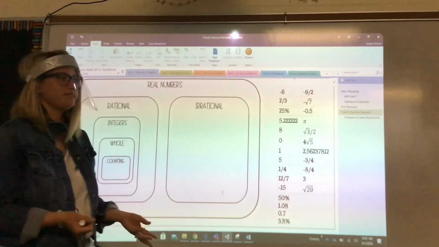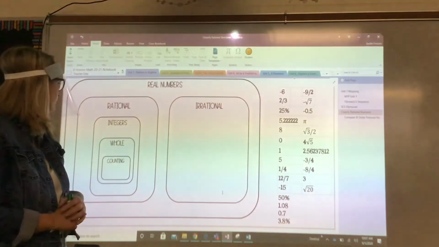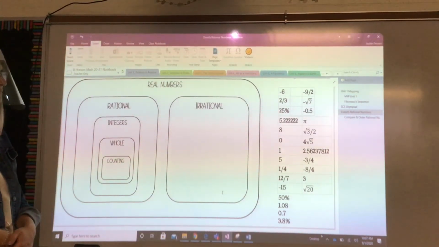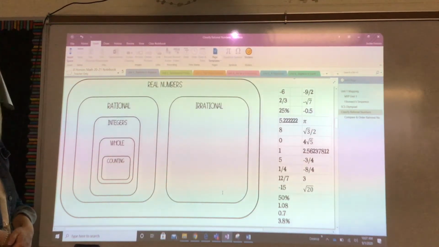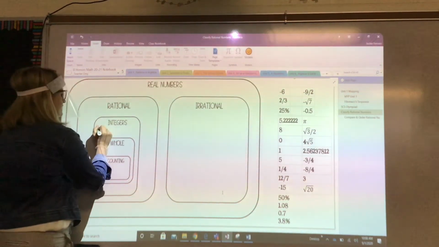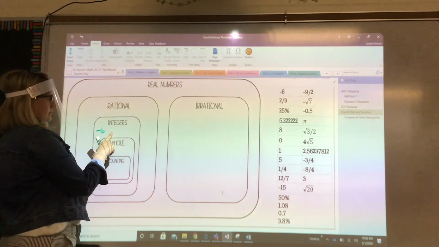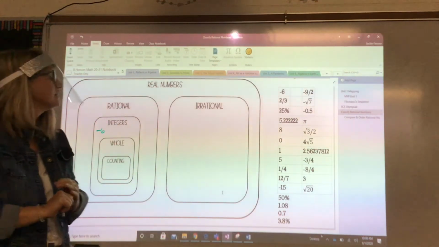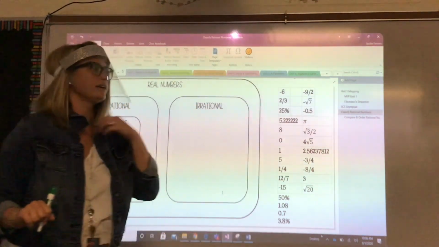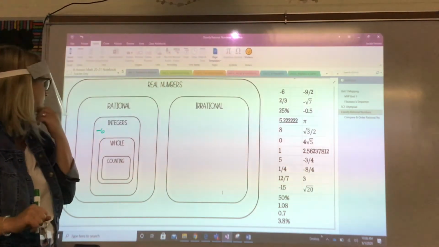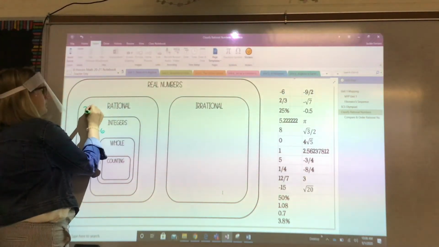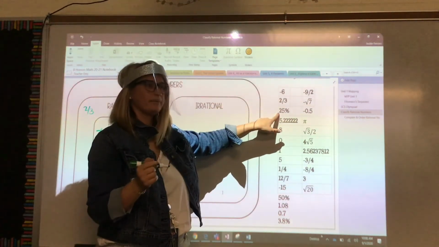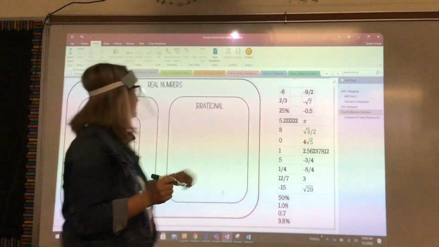We're going to start with -6, and Tessa, you're first. So where do you think -6 falls? I put -6 in integers. Good, -6 is an integer, which means that it's also a rational number, and it's real. What about 2/3, Ariana? Rational. Good, 2/3 is rational. All fractions are rational. Okay, what about 25%? Abby? It is considered rational.